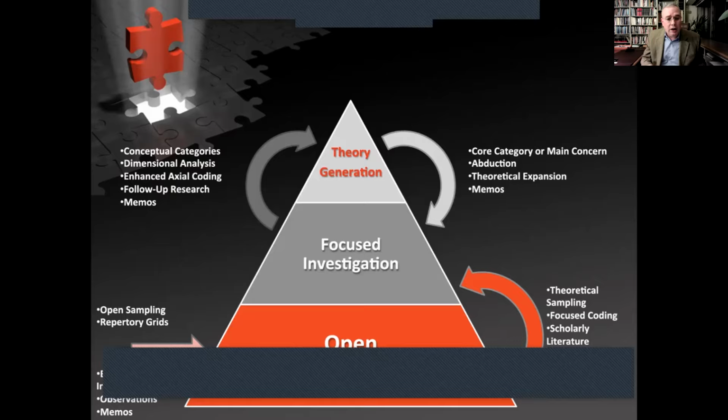It then moves on to something called theoretical sampling, where you start to look for more and more people who can tell you about some of the codes and concepts that you're starting to develop. You don't look for people per se, but you have a group of codes and concepts of things that people are doing, and you look for people anywhere that can tell you about these types of activities.